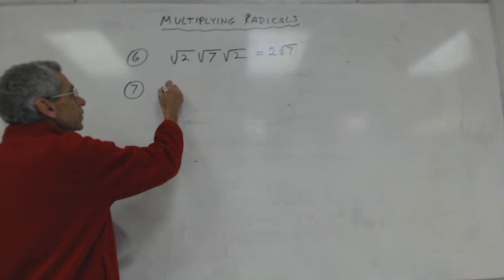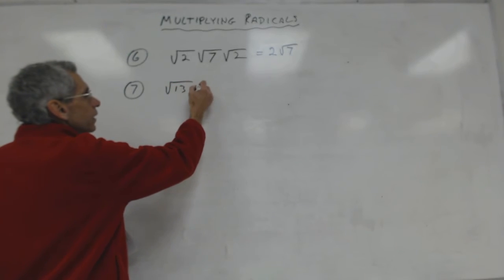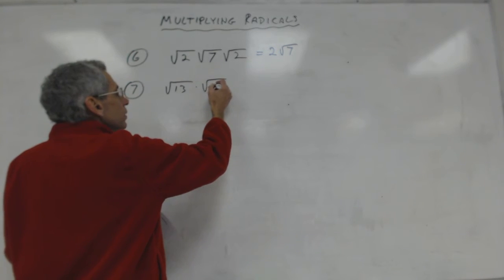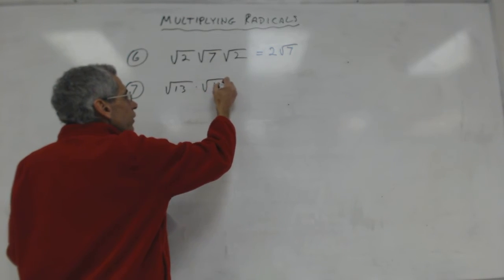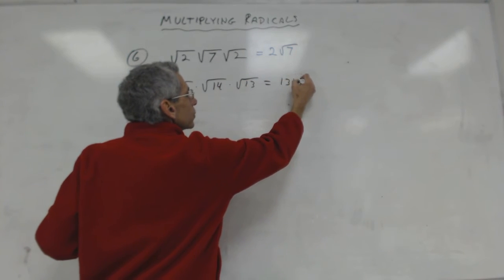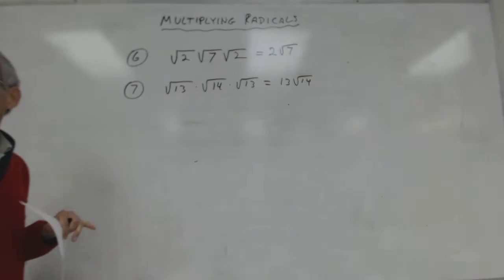Okay. The square root of 13 times the square root of 14 times the square root of 13. 13 square root of 14. Yes, 13 square root of 14. Correct.